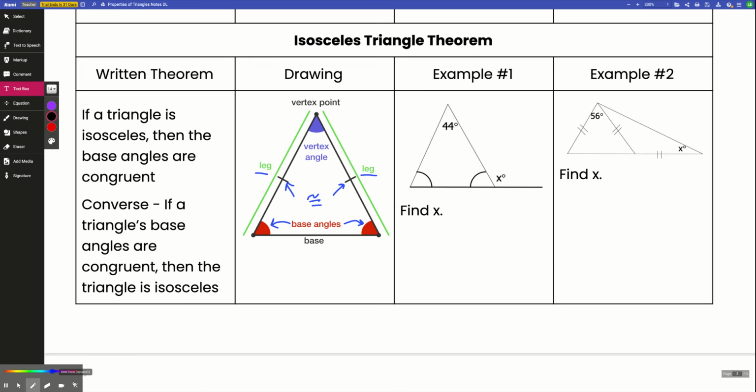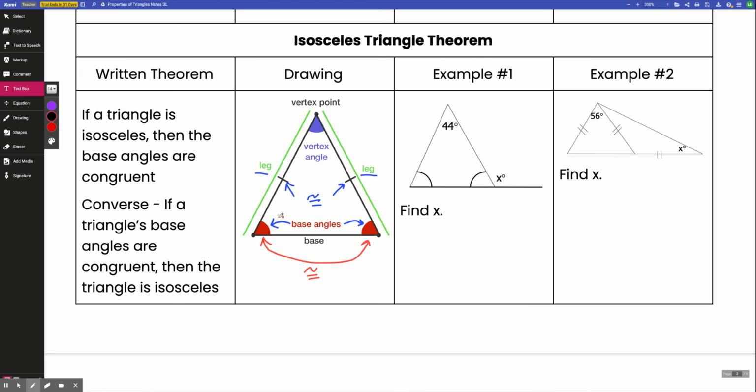So the isosceles triangle theorem states that if a triangle is isosceles, then the base angles are congruent. So these two angles right here are congruent. And it goes the other way around as well, right? If I know that the base angles are congruent, that's what the converse is. Converse is basically a flipped or backwards version of a theorem. So if I know that the base angles are congruent, then the triangle must be isosceles. That means these legs have to be congruent. So it goes both ways.